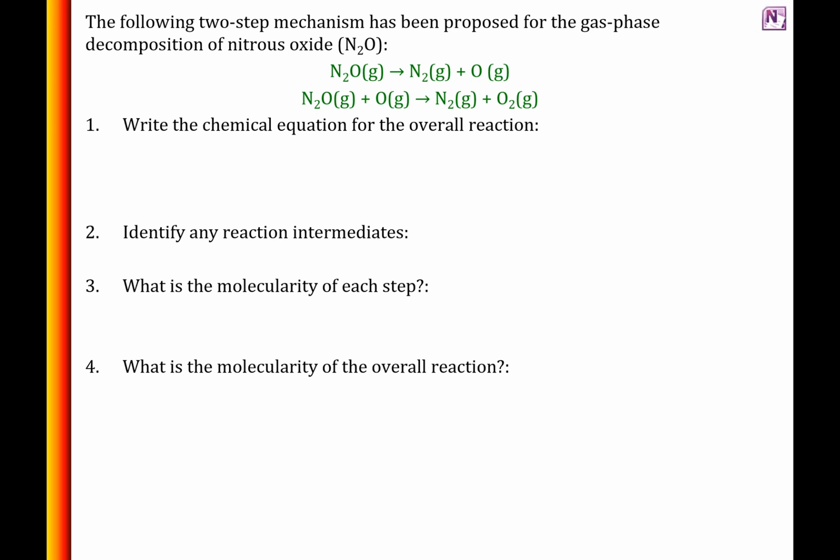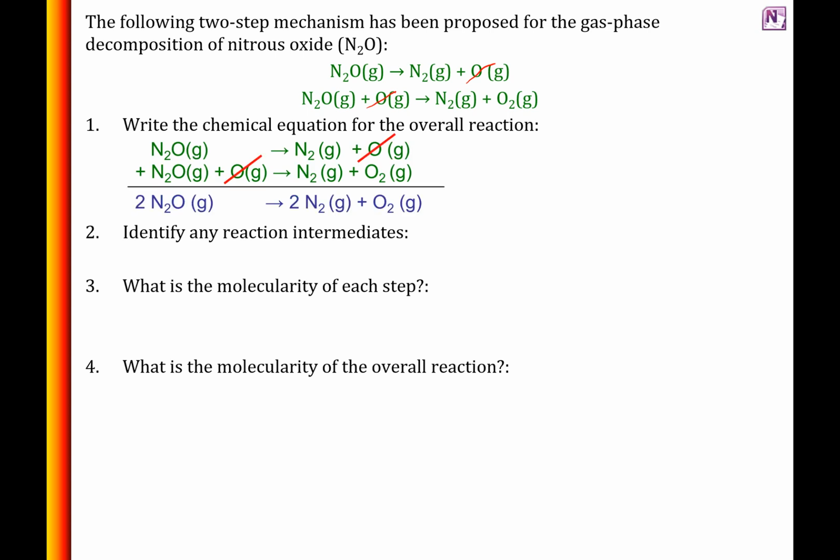So in other words, it wants us to total these. To do this, we can cancel out anything on both sides. So O cancels with O. N2 can't be canceled. N2O can't be canceled. So we end up with just adding these together. Cancel those out, total them up, and you end up with 2N2O, since it appears twice, gives us 2N2, again since it appears twice, and then we get O2 at the end. So that's our reaction.